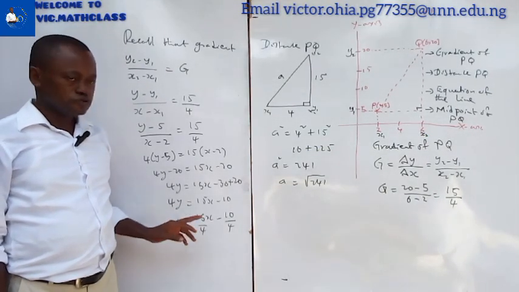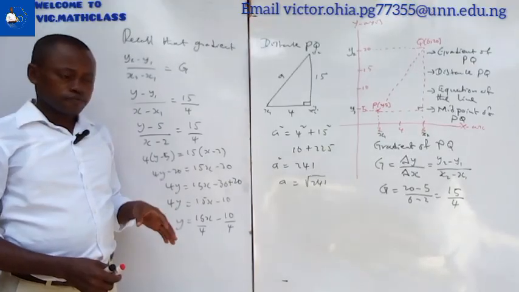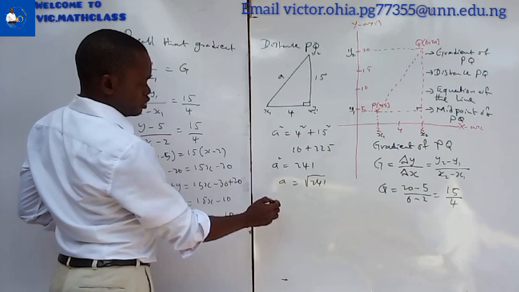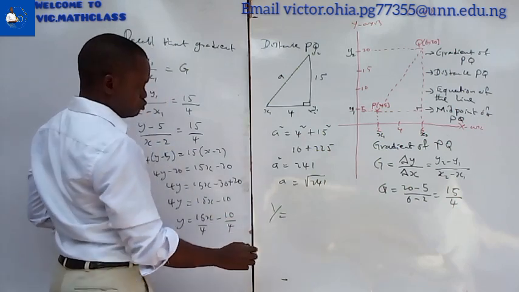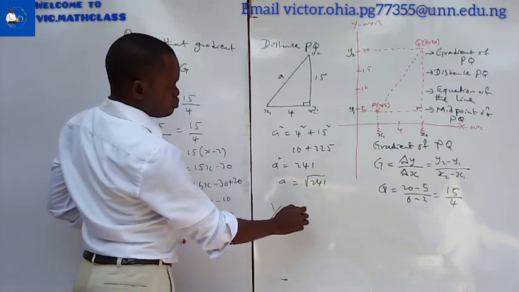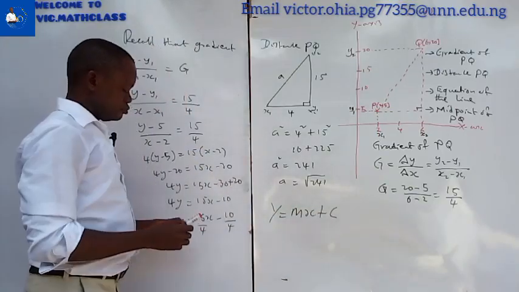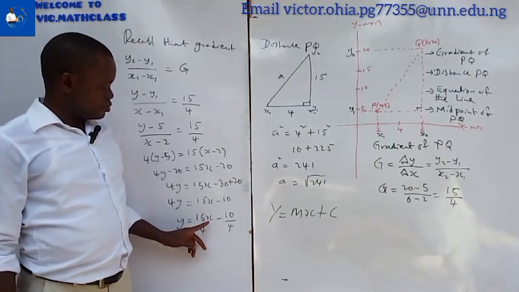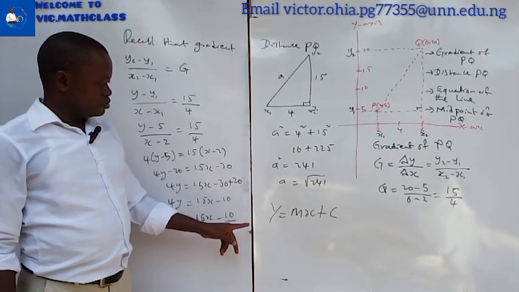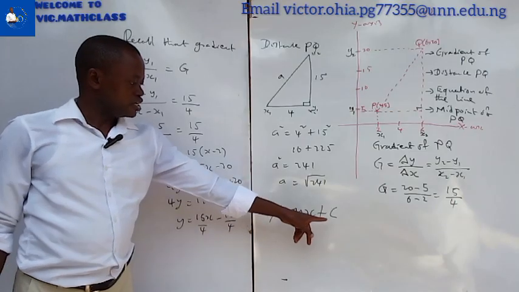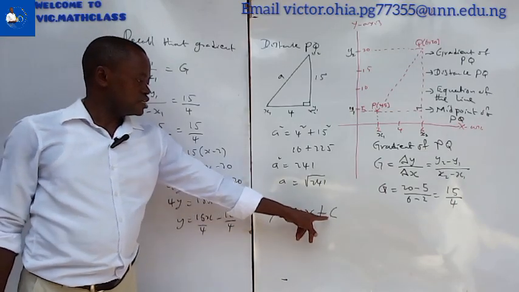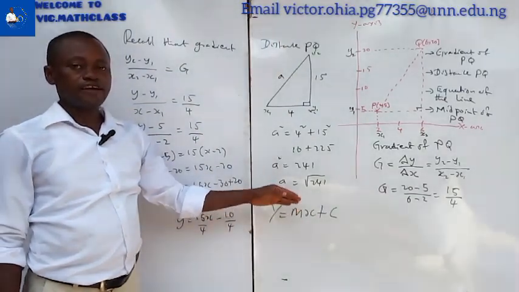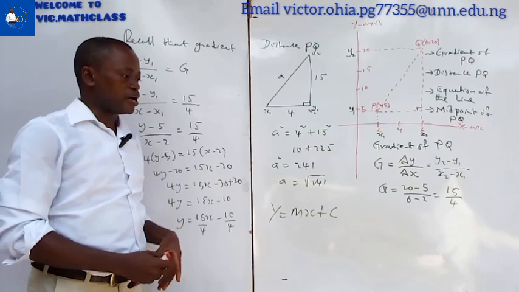This will lead us to the general equation of a straight line. The general equation of a straight line, y equals, let me write it in bold so that you can see clearly, mx plus c. I'm sure that is very clear. y equals mx plus c. Of course, here now your c is negative, the intercept. This is the gradient, this is the intercept, the y-intercept. The y-intercept is the point through which the line cuts across the y-axis.